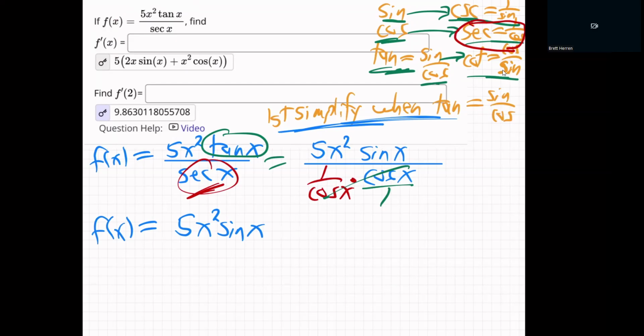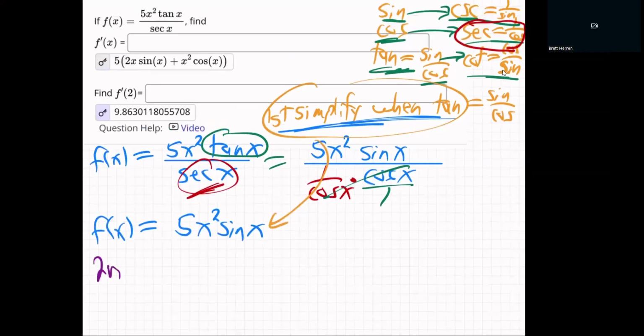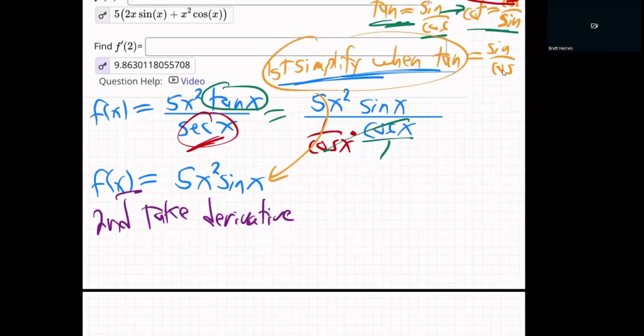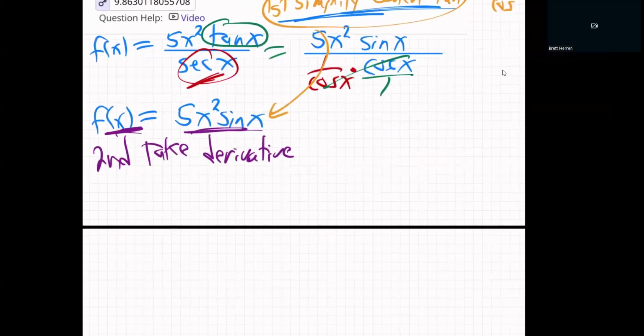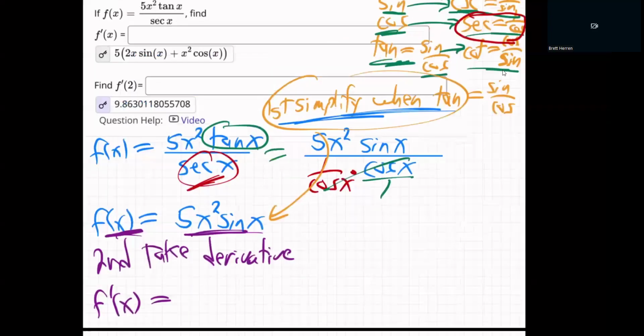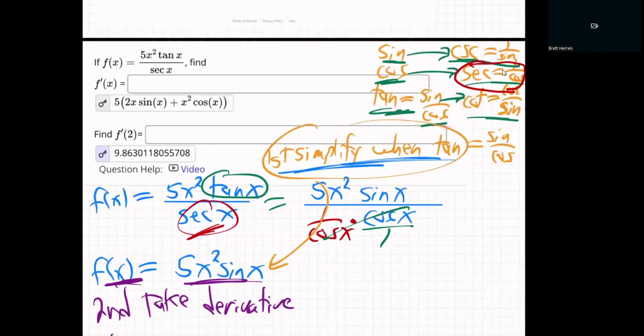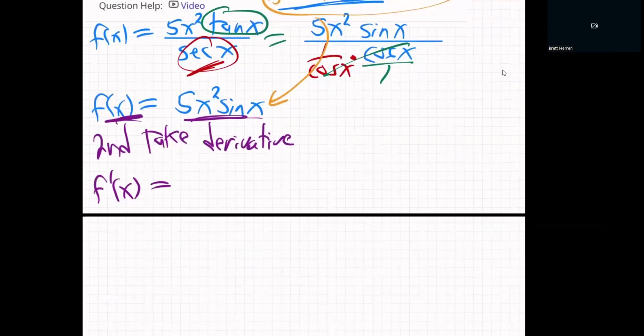So I simplified first. Second, take the derivative. Does that make sense? So first clean it up. See how it's nicer now? It's not a fraction anymore. That's going to make your life a lot easier. Now take the derivative once you've cleaned it up. Whenever you see things like tangent or secant, you break them down. Tangent, sine over cosine, secant's 1 over cosine. Nice things happen, and it's not a fraction anymore.